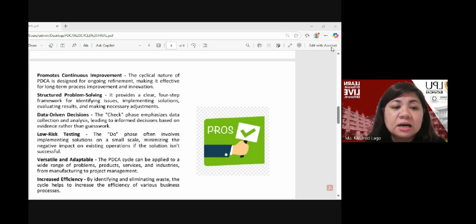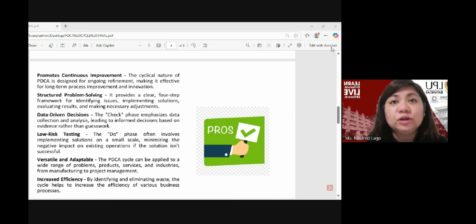Fourth, PDCA has low-risk testing. The do phase often involves implementing solutions on a small scale, minimizing the negative impact on existing operations if the solution isn't successful. So what do we mean by this? Usually, low-risk testing means the operations don't need to stop. Pwede tuloy-tuloy yung operations. Sa small scale lang natin siya i-testing.